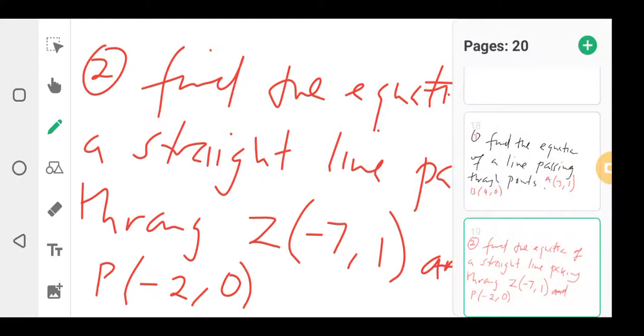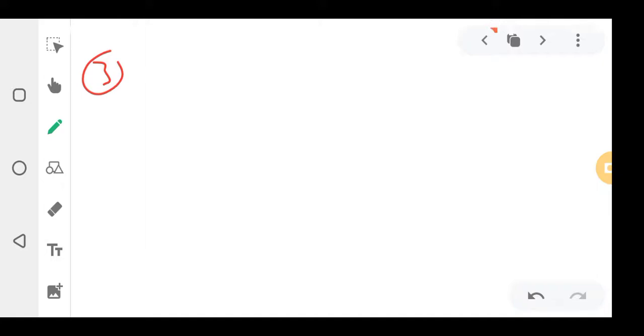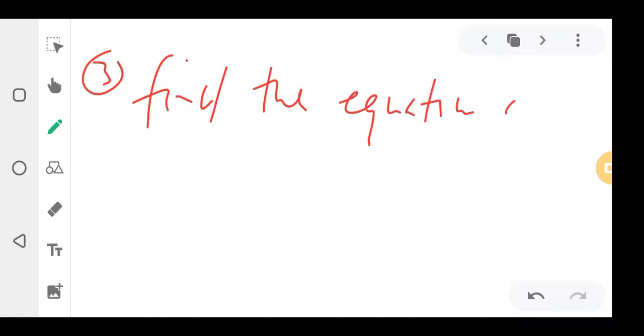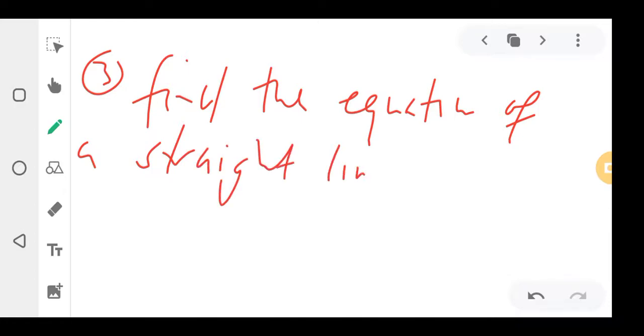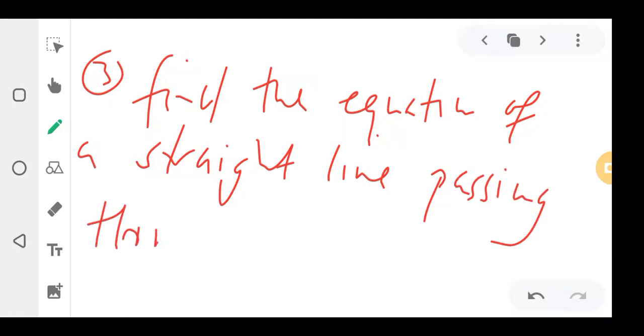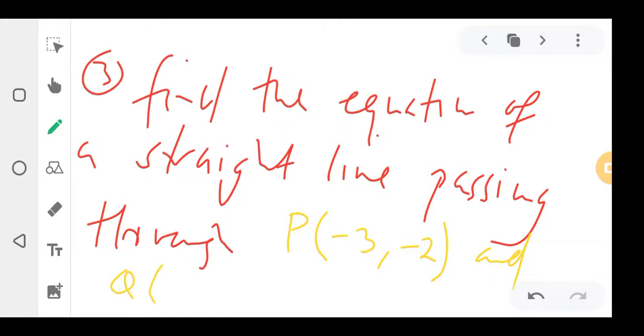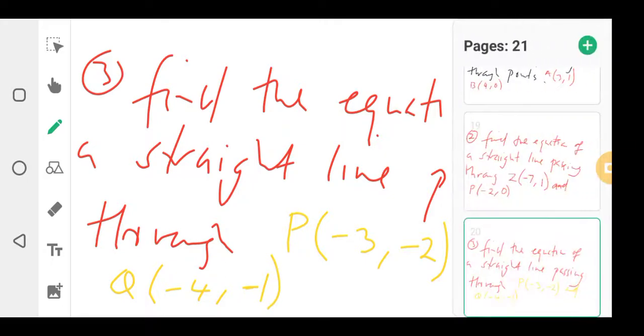Okay, and then lastly, find the equation of a straight line passing through P, negative 3, negative 2 closed, and Q, negative 4, negative 1. Okay, so those three are enough.